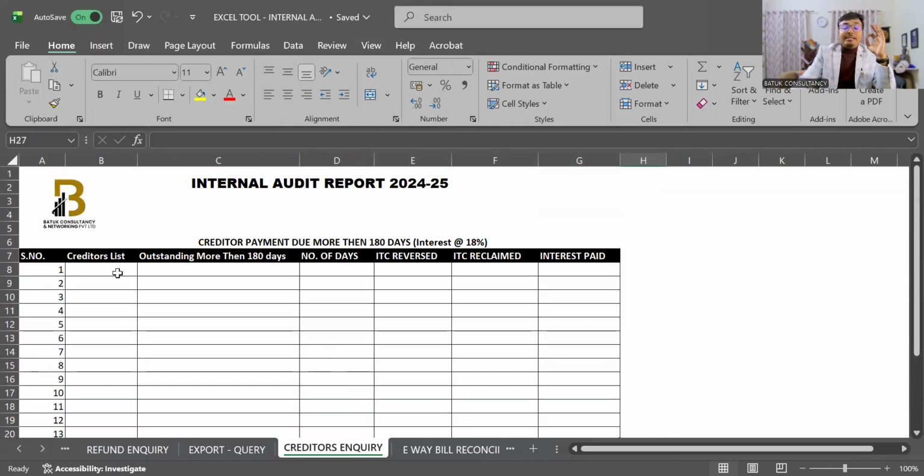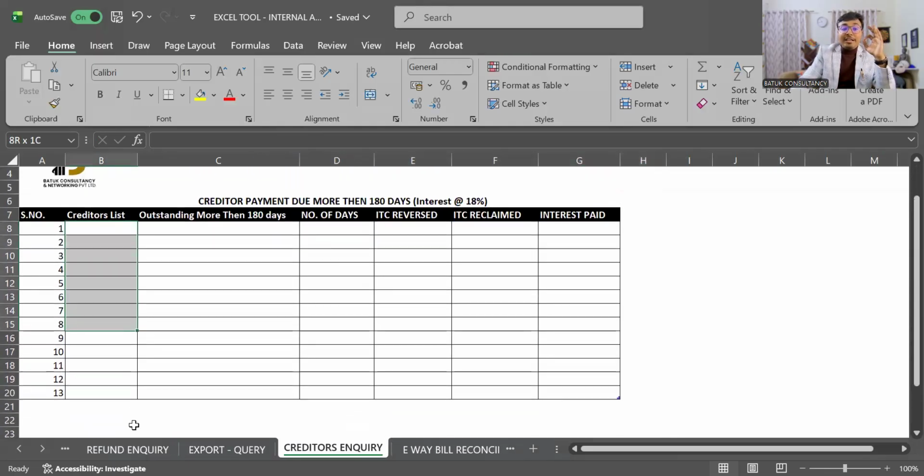Creditors inquiry, sir, you need to put the creditors list here. Outstanding more than 180 days. Number of days you need to select. Suppose outstanding more than 180 days, yes, you need to put. Accordingly, you need to put the number of days. Suppose 185. In that case, ITC reversed or not, how much ITC you have reclaimed or not reclaimed, and whether interest has been paid or not, that you need to ensure.